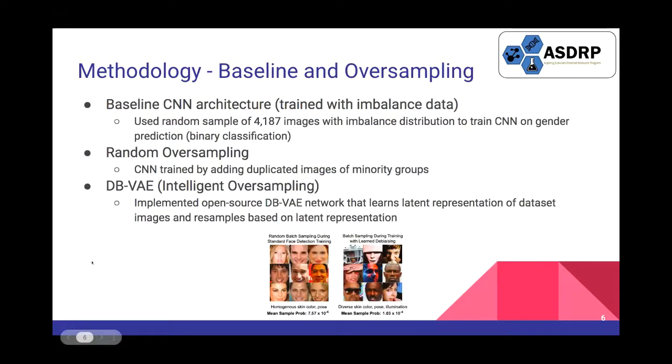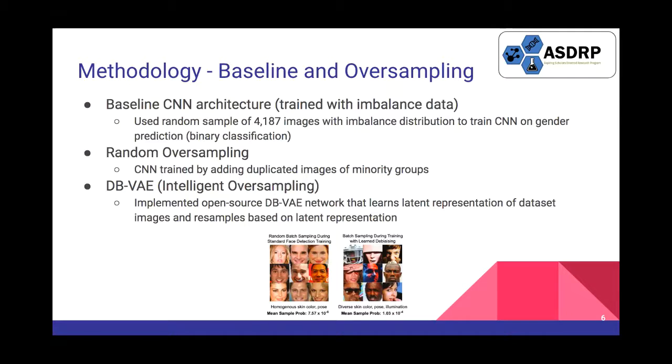We ran multiple experiments to serve as a basis of comparison for our model. Firstly, we ran a baseline CNN that was trained with imbalanced data from the original dataset on a binary classification task, which in this case was gender classification. We trained this model with 5-fold cross-validation for 50 epochs. Another debiasing method that is very common with smaller datasets is random oversampling. In this method, the CNN is trained by duplicating images of minority groups. However, it doesn't always generalize well due to overfitting, which we'll notice later in the results.